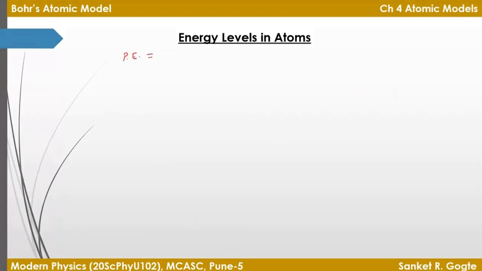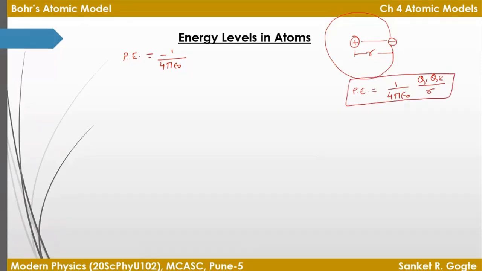Potential energy is what? What we have here is a nucleus, and there is an electron which is revolving about that nucleus in an orbit of radius r. So the distance between these two charged particles is equal to r. When we have two charged particles with charges q1 and q2 separated by a distance r, then the electrostatic potential energy is given by minus or plus 1 by 4 pi epsilon 0 q1 into q2 divided by r. In our case, q1 is equal to ze, which is the charge of the nucleus, q2 is equal to minus e, which is the charge of the electron, and therefore this relation is minus 1 by 4 pi epsilon 0 z e square by r.